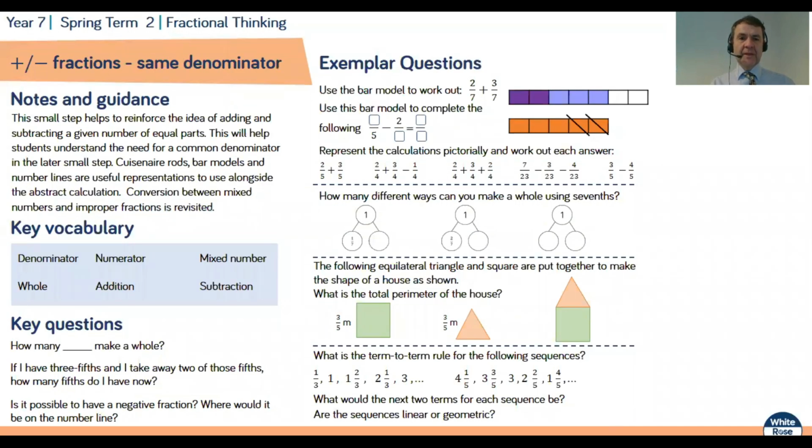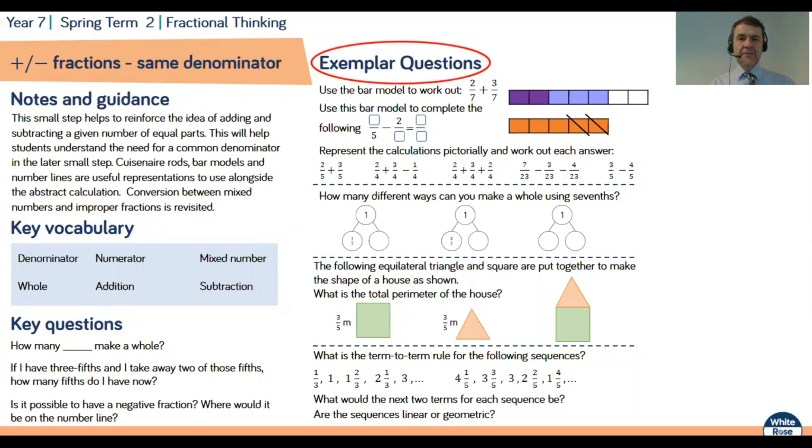For those of you who aren't familiar with our steps, this is how they're set out. We have a notes and guidance section to tell you the content of the step. We have key vocabulary that we would expect students and teachers to use in the lessons, key questions to use during and after the teaching to assess understanding of the step, and some exemplar questions that you can use in your modelling and practice.